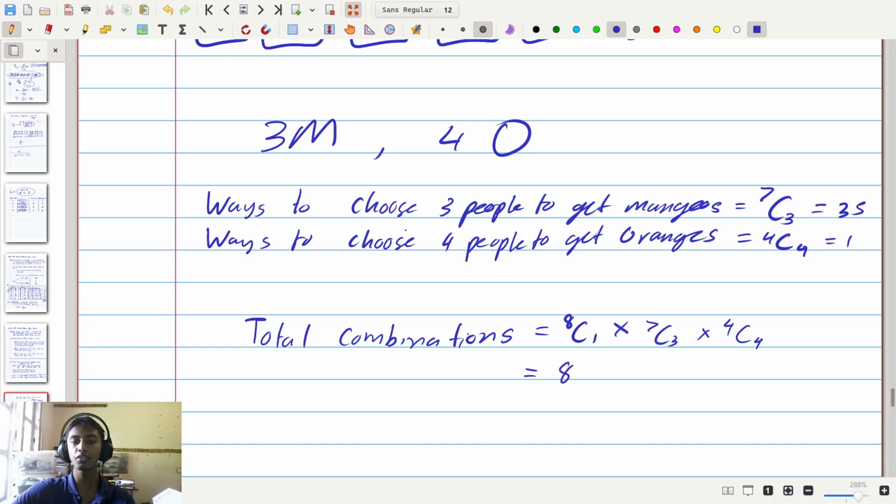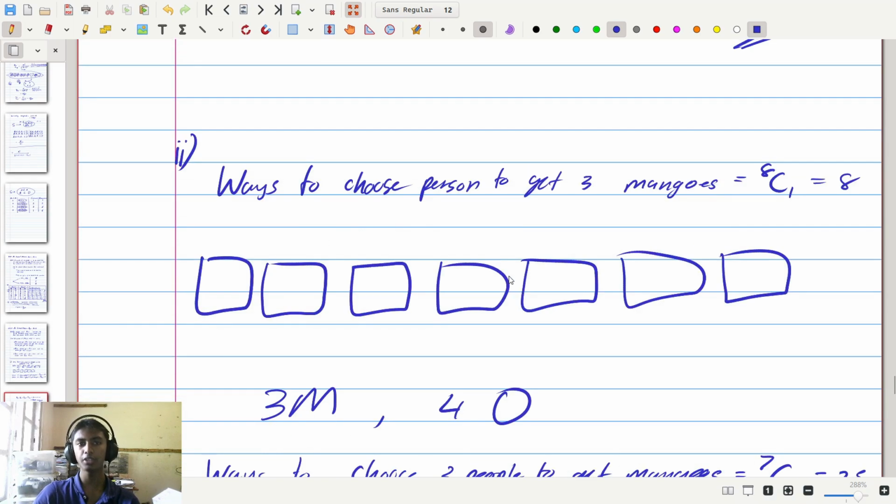And if we multiply all of these together, we have 8 times 35 times 1, and 8 times 35 is going to be 4 times 70, which is going to be 280. So therefore the answer here is 280. There are 280 different unique ways in which we could select one guy out of the 8 to get the 3 mangoes, and the remaining people to get all of the remaining fruits. Once again, I should reiterate the fact that all of these people that we are considering here are considered to be unique from each other.